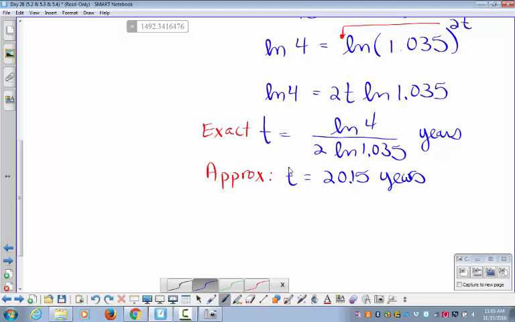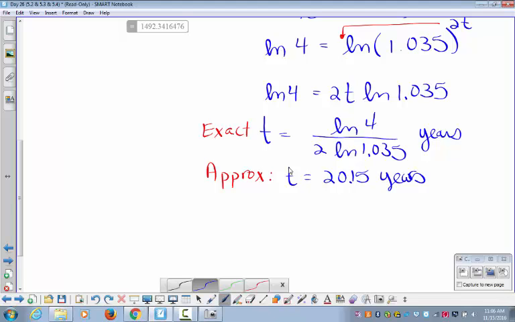Can you combine these logs in any way here? And remember, if you have a log over a log, can you combine those? The answer is no. You can't combine those logs. So if you have a log divided by a log, you cannot combine it. If you have a log times a log, you can't combine it. If it was a log plus a log or a log minus a log, you can combine them. But multiplication or division of logs, you can't simplify.